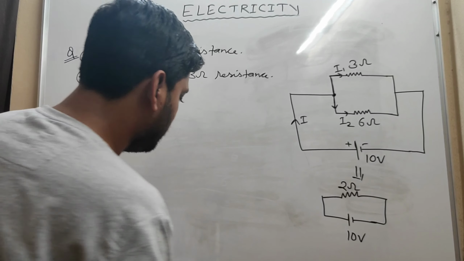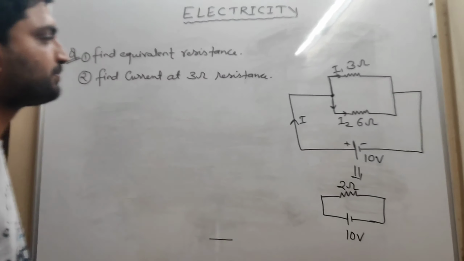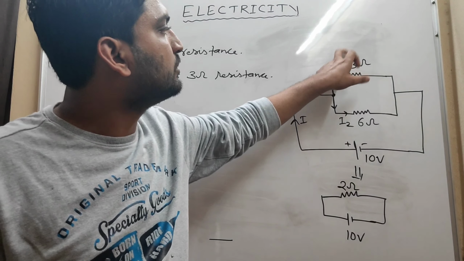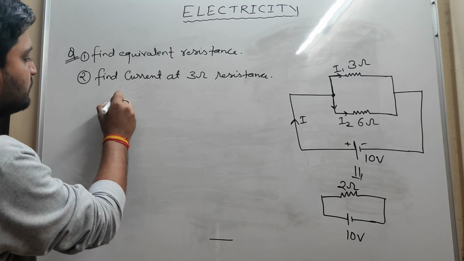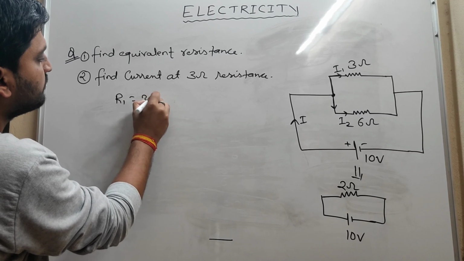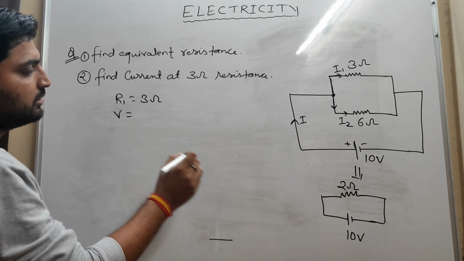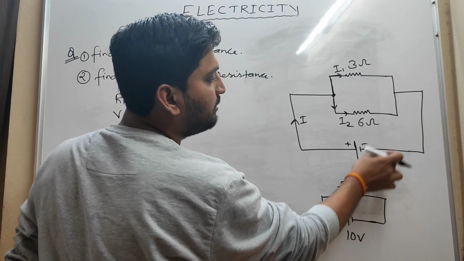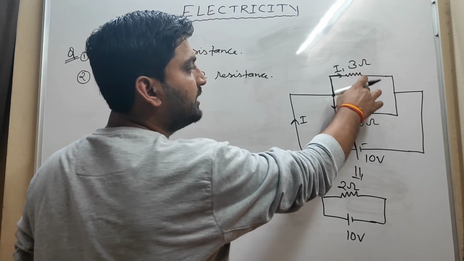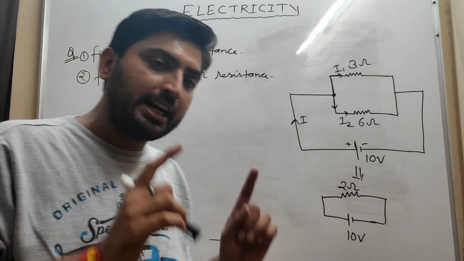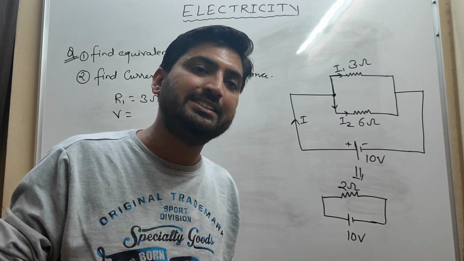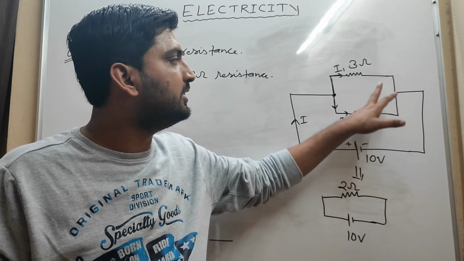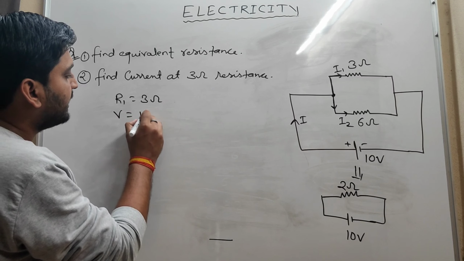Any doubt? If you have any doubt, you can comment on the video. Now we are going to find the current at the 3 ohm resistance. So see here, if you are going to find I1, R1 is 3 ohm and V is equal to, since these two are in parallel, the potential difference of the battery will be equal to the potential difference at 6 ohm and the potential difference at 3 ohm, because in parallel connection current divides but potential difference remains the same, it does not change. So if it is here 10 volt, here it will also be 10 volt, and here also 10 volt.